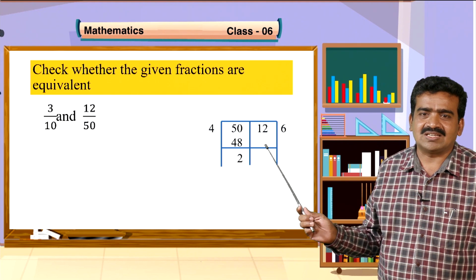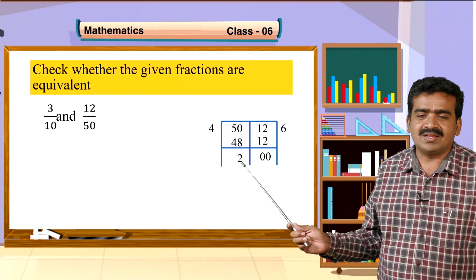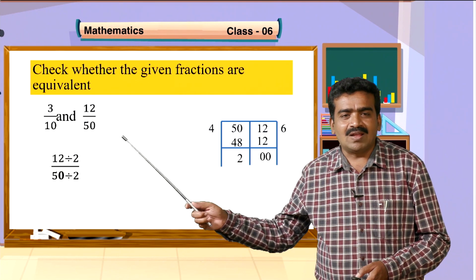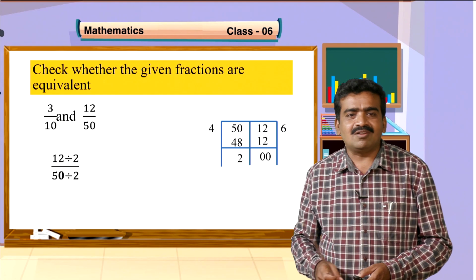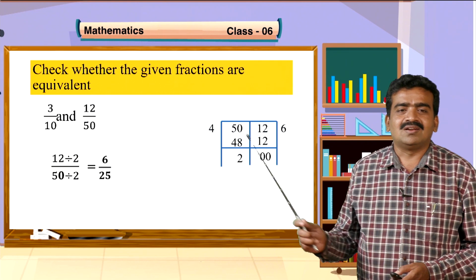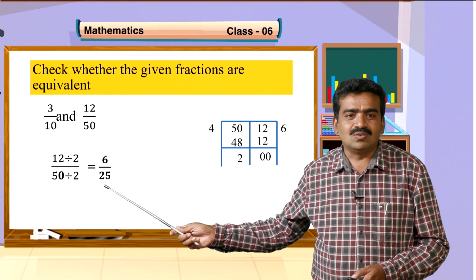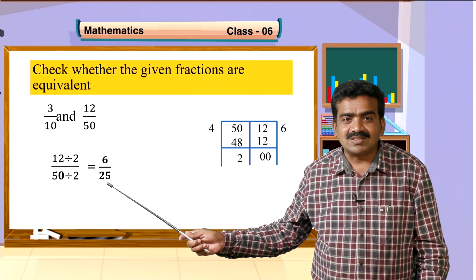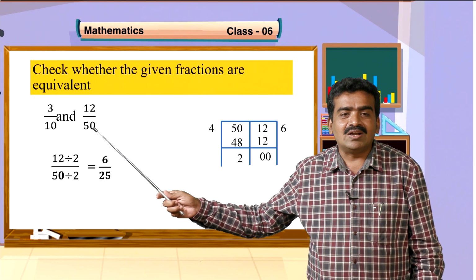That is 2 sixes are 12. Remainder is 0 over here. Then 2 is the HCF for 12 and 50. Therefore, divide 12 and 50 by 2. What will you get? Yes, my dear student, 2 sixes are 12 and 2 twenty-fives are 50. Therefore, 6 by 25 is the simplest form of 12 by 50.